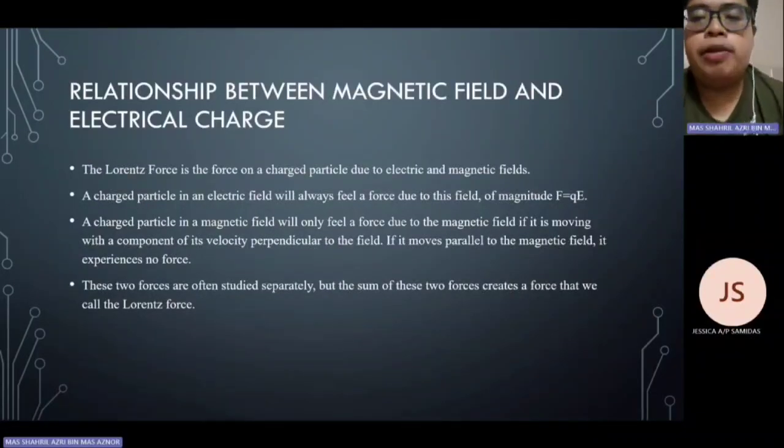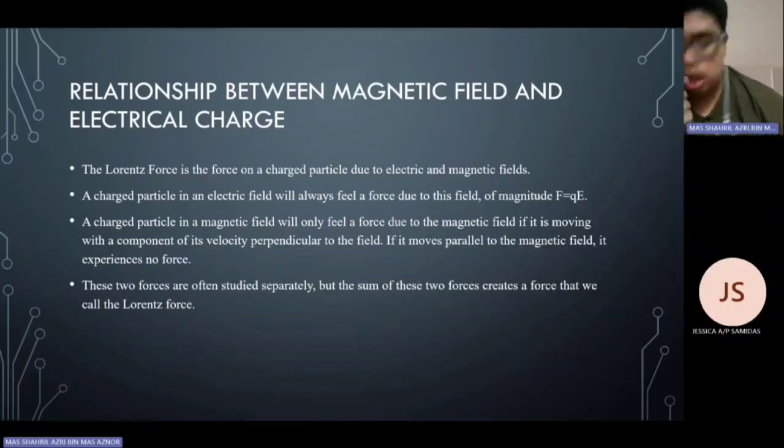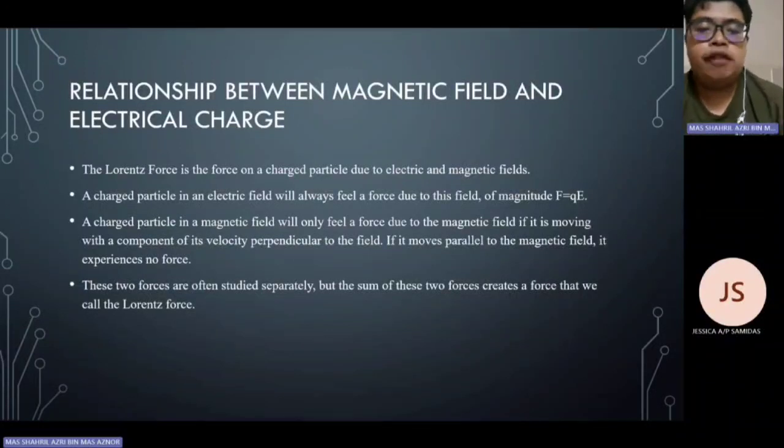So what is the relationship between magnetic field and electric charge? The Lorentz force is the force on a charged particle due to electric and magnetic fields. A charged particle in an electric field will always feel a force, F equals QE. A charged particle in a magnetic field will only feel a force if it is moving with a component of its velocity perpendicular to the field. If it moves parallel to the magnetic field, it experiences no force.